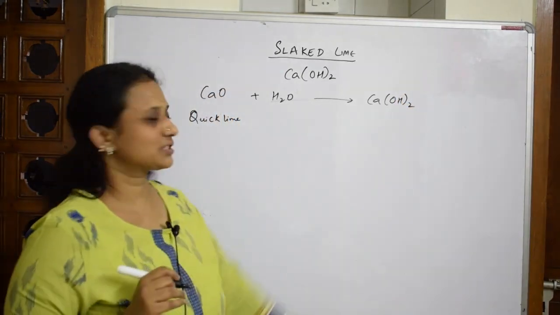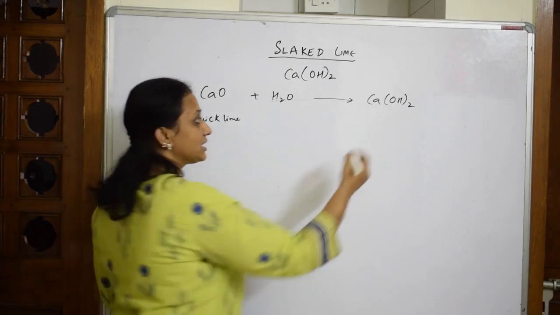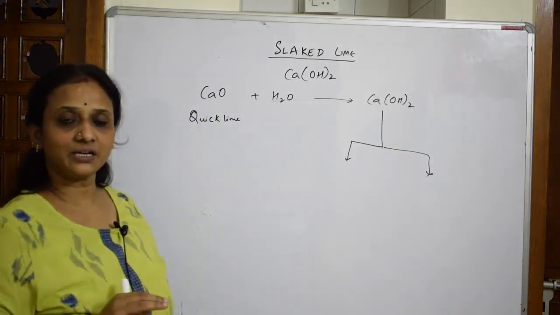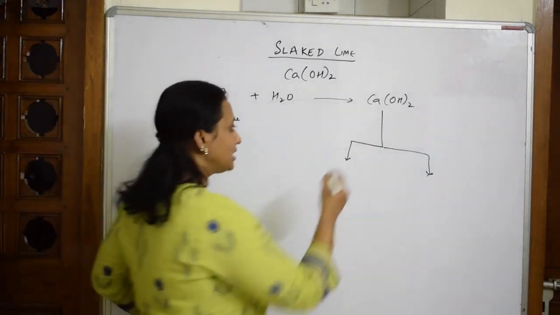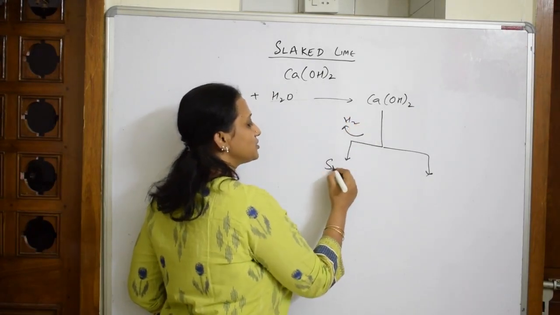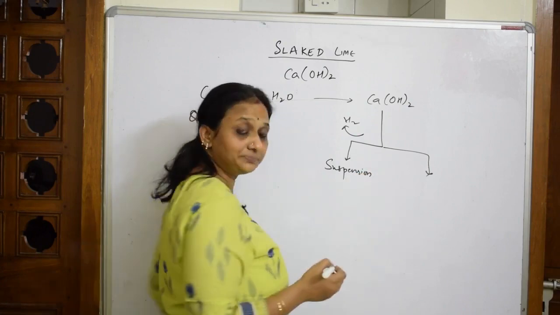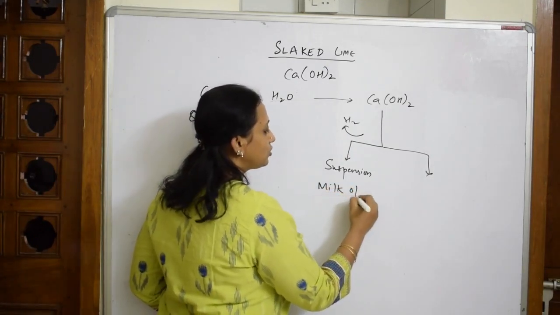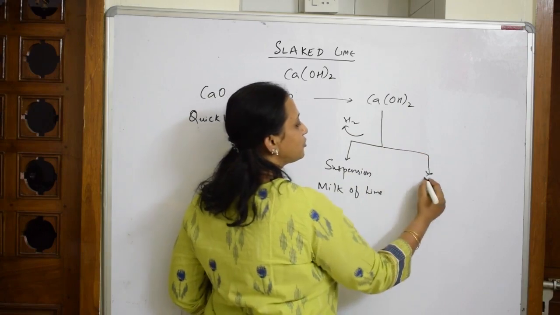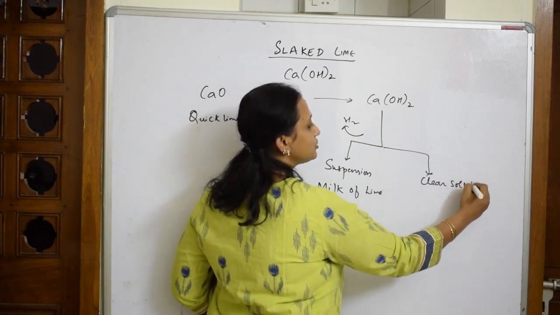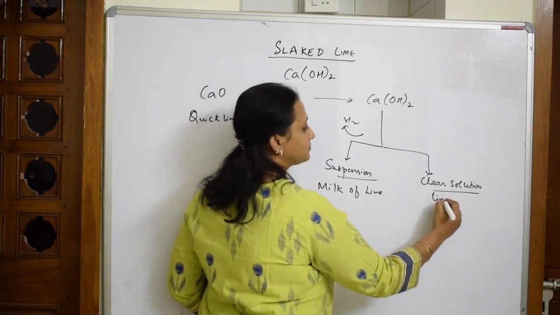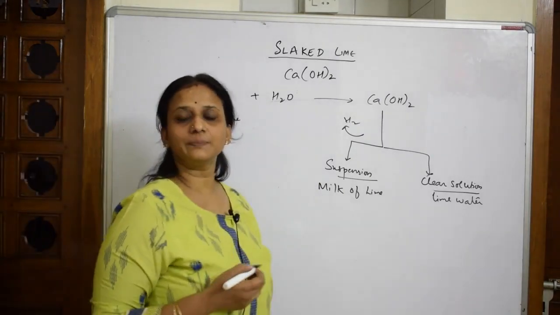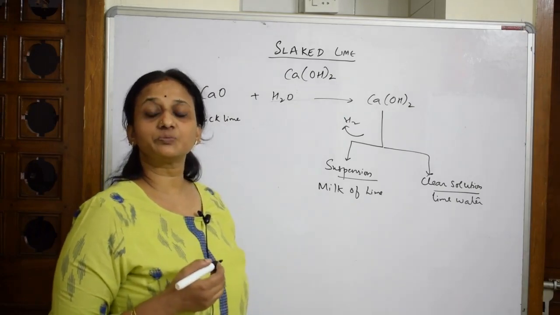Now what is important here? This is quite a common reaction. There are two things you need to remember here. When this forms a suspension, that means during the formation of suspension, this acts as a suspension. Then we call it milk of lime. Remember that. We call this suspension milk of lime. The same thing, if it is in the form of a clear solution, if you get that, then I call this lime water. Simple as that. So for calcium hydroxide, slaked lime, an important application is that it can be used to prepare bleaching powder.